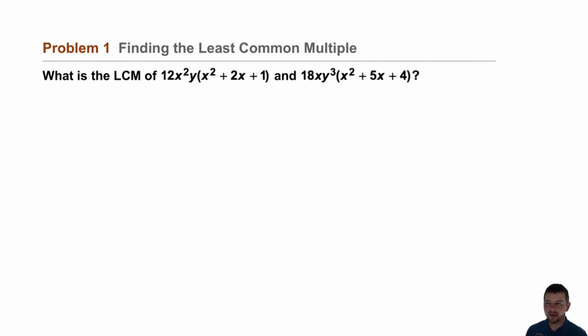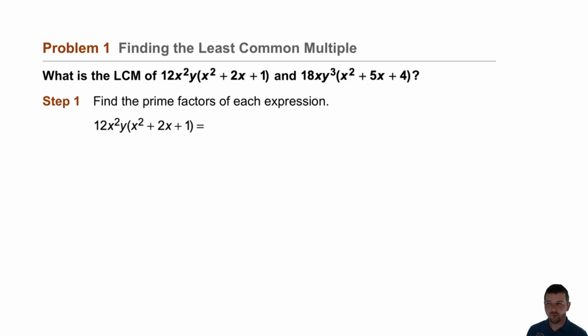What is the LCM of 12x squared y times the quadratic x squared plus 2x plus 1 and 18xy cubed times the quadratic x squared plus 5x plus 4? Step 1, we'll find the prime factors of each expression. 12x squared y times x squared plus 2x plus 1 has a prime factorization of 2 squared times 3 times x squared times y times the binomial x plus 1 squared.